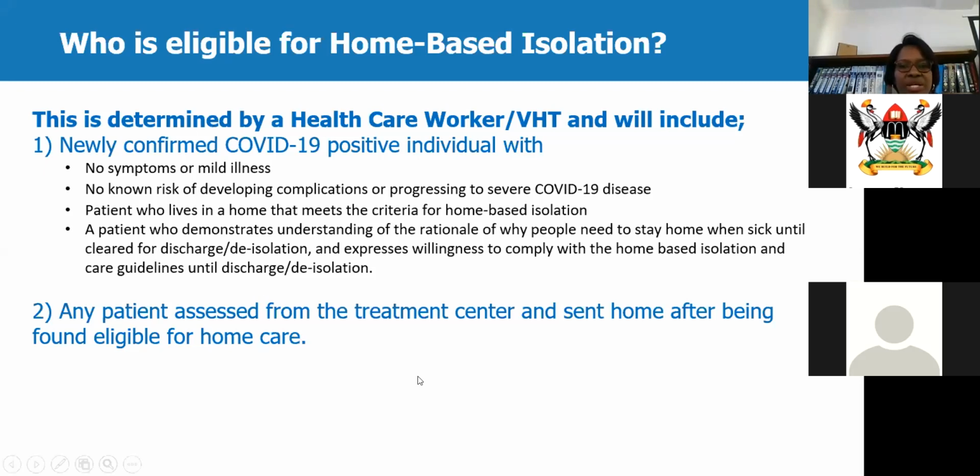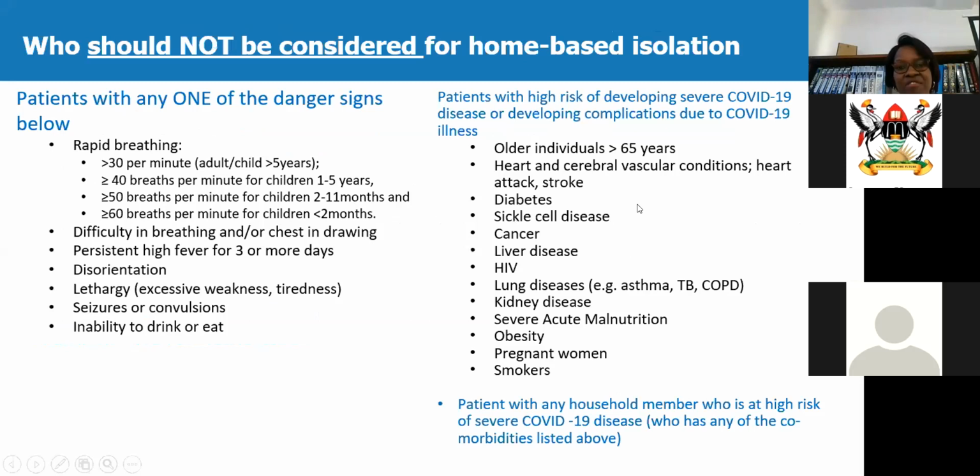So any patient assessed at the treatment center and sent home is found eligible for home-based care. Basically, I'm trying to emphasize the need for initial assessment, and patients not taking themselves into home-based care without that assessment. And once they're in home-based care, what should we look out for? These are some of the danger signs that a person monitoring another individual in home-based care, or even the patient themselves, should look out for.